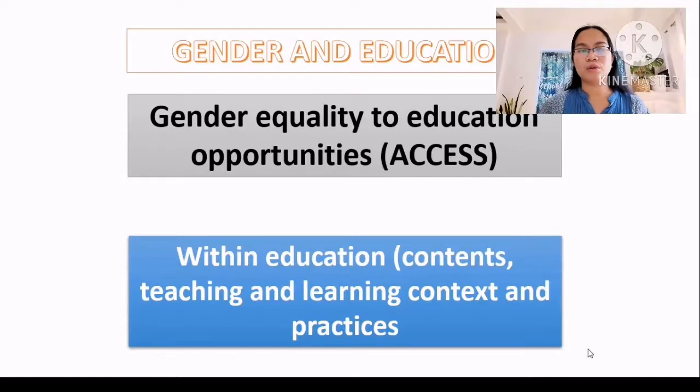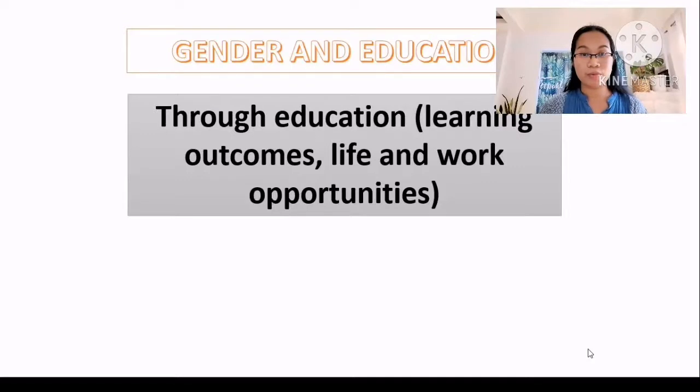So, we can also look into gender and education, 3 parts. We have gender equality to education opportunities, which is considered to be the access to education. Yun ang isa po natin titingnan. Then within education, we refer to the contents, the teaching practices, the learning practices, the methodology that we are using in the classroom, the learning materials that we are using, the classroom interaction that we are having. And then the last one would be the through education, the learning outcomes.